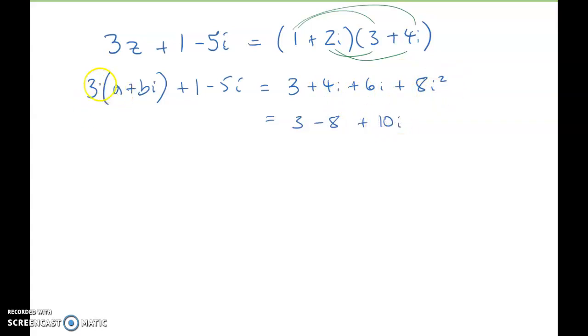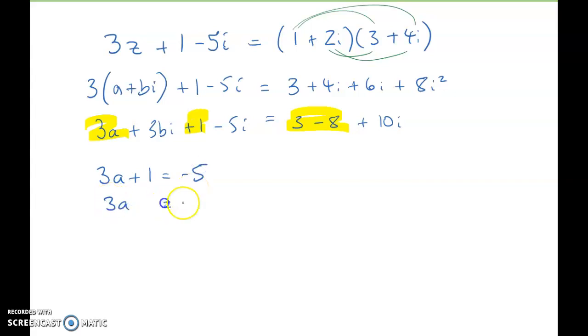On the left hand side, I need to do a bit of tidying up. 3 times a and 3 times bi. And I've still got the 1 and the 5i. So I've got rid of all brackets now. Okay, the bits that don't have i's in them are those ones and those ones. So I can say to myself that 3a plus 1 is equal to, well, it's minus 5, isn't it? 3 take away 8. Take away 1 from both sides. Divide by 3. I find out that a is minus 2.